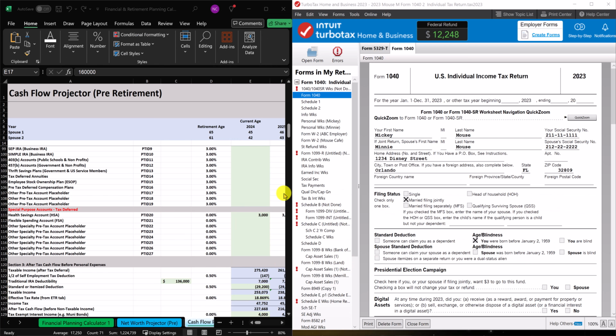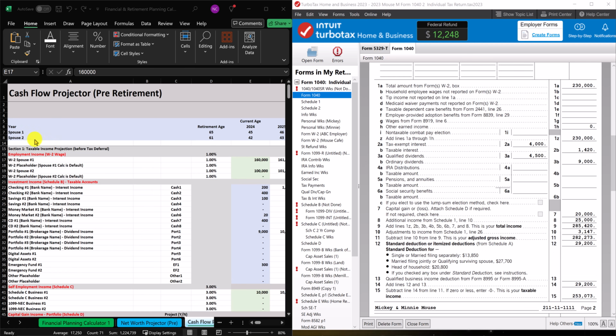So while we are in the process of building this out, let's go ahead and drop our numbers into our personal 1040 US individual income tax return within TurboTax. All right, so scrolling back up here to the top of section 1 within the financial and retirement planning calculator, the W-2 section right here, we had previously entered $160,000 for 2024 for spouse 1 and $100,000 for 2024 for spouse 2.